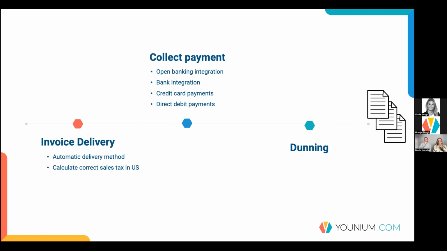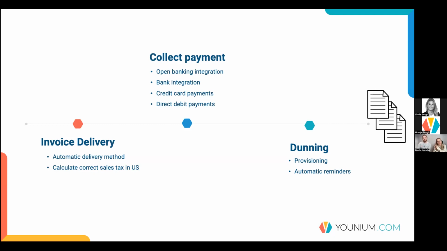The last part is the dunning process. We will dive into further details regarding this area and what Younium supports, but we support a fully automated reminder handling for overdue invoices. But you need to decide who, with what information, and when reminders need to be sent out.